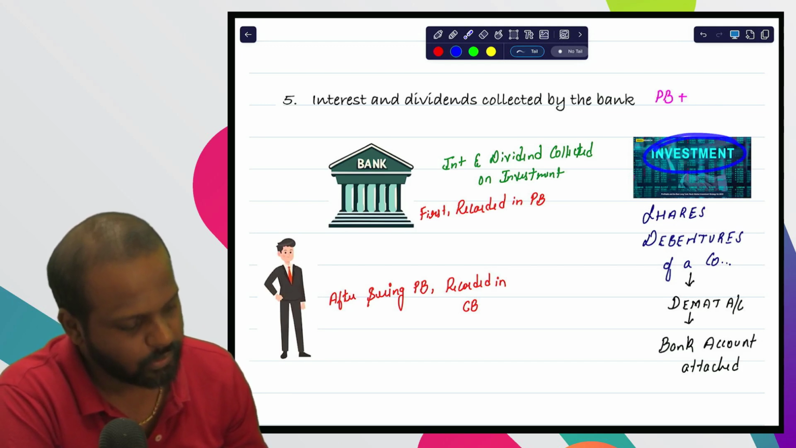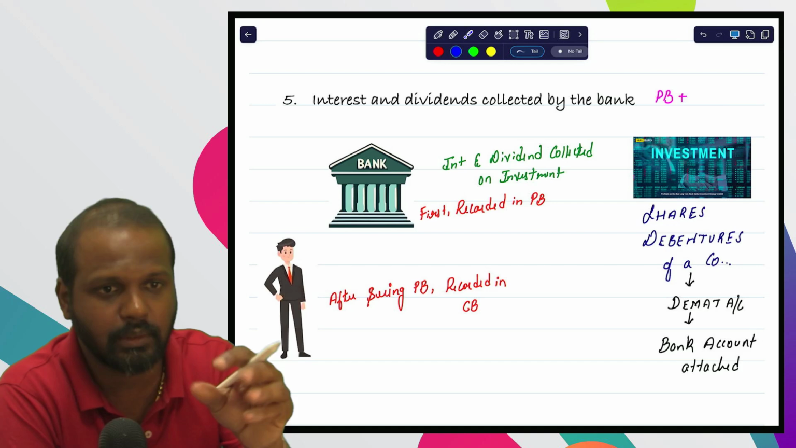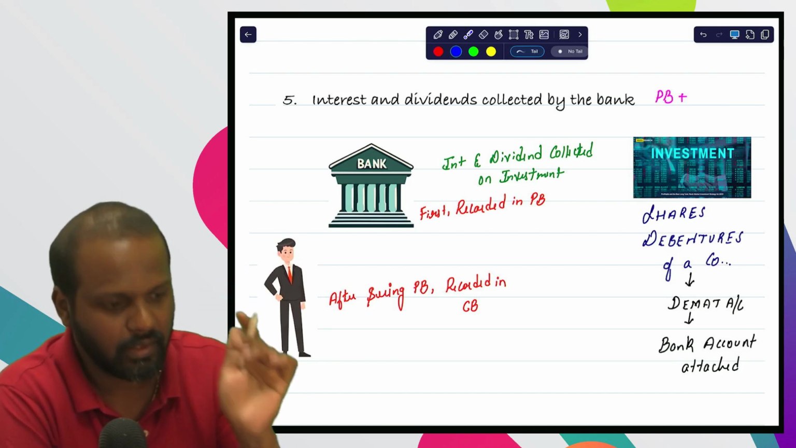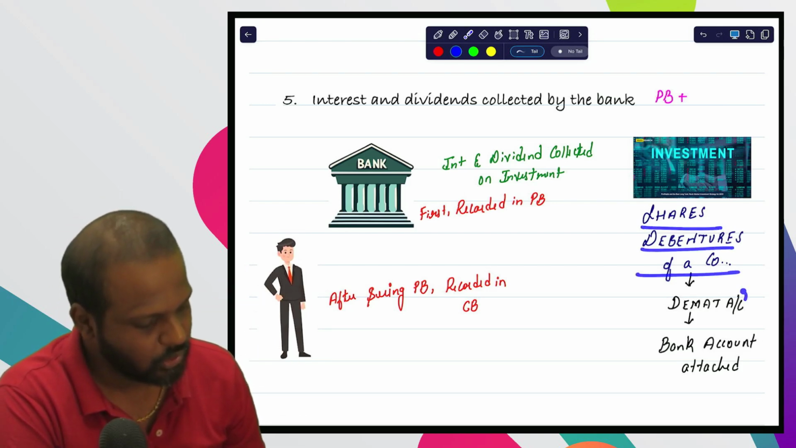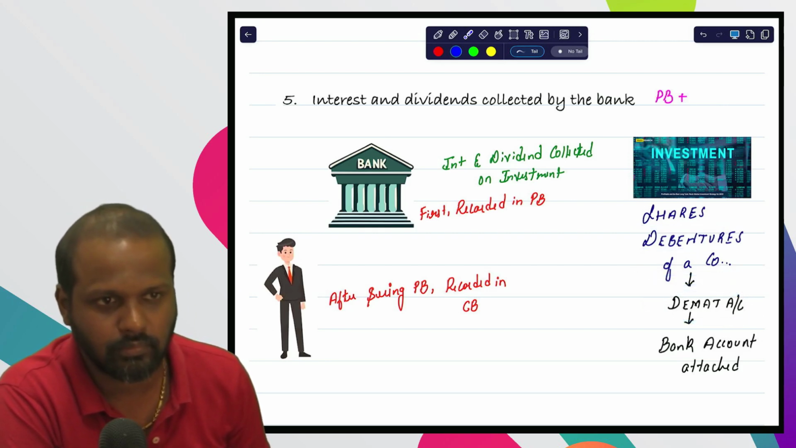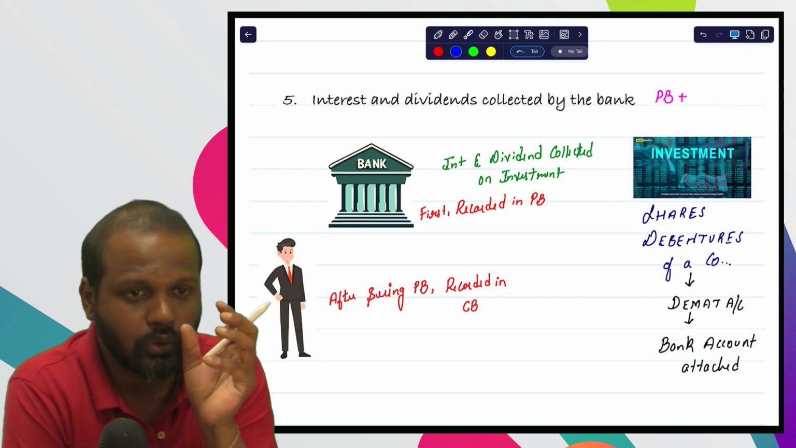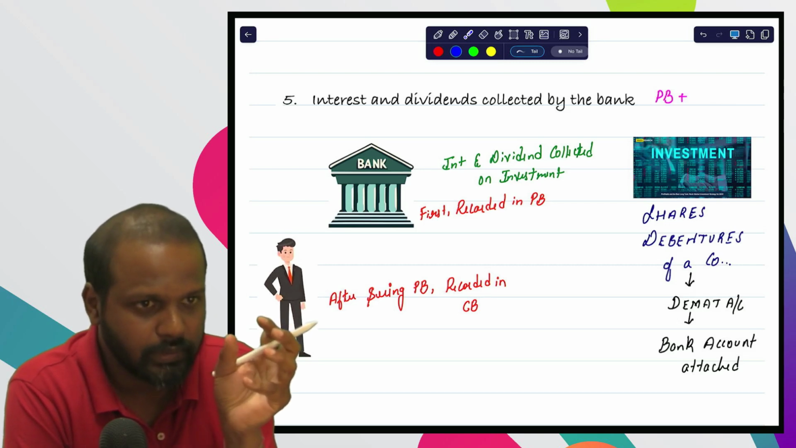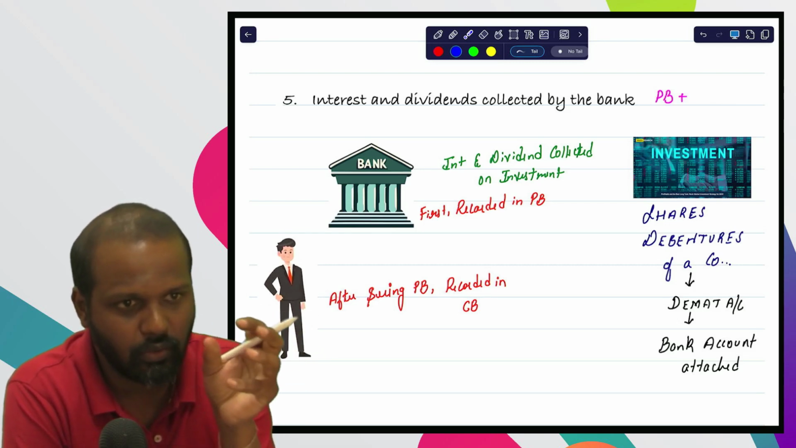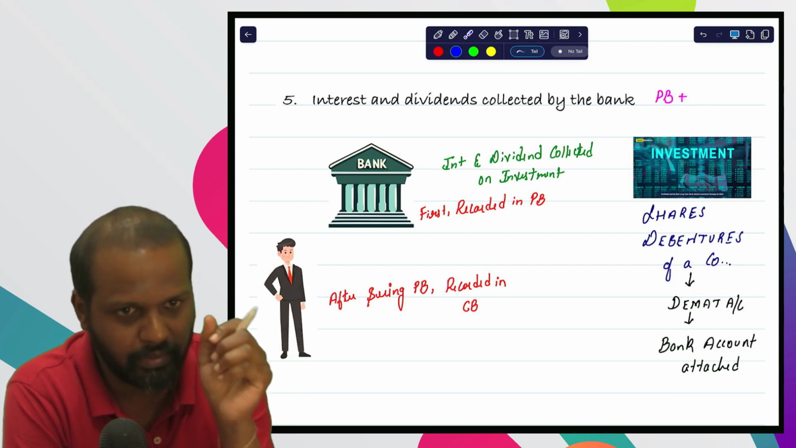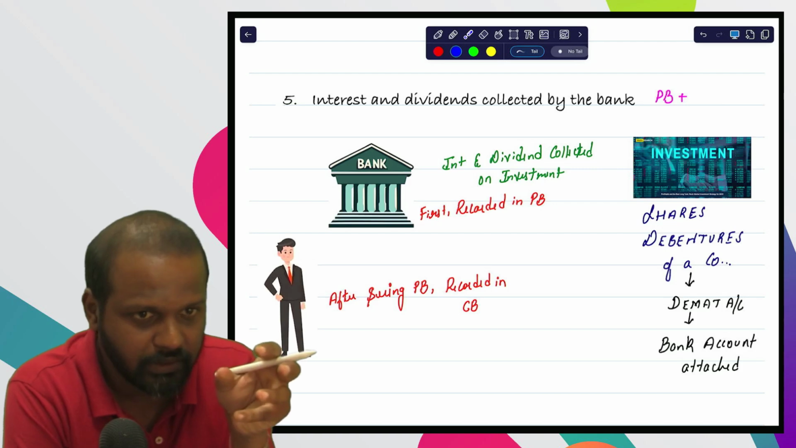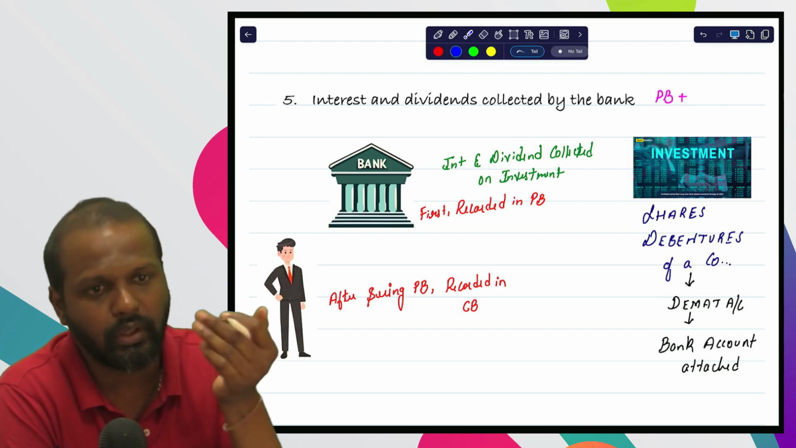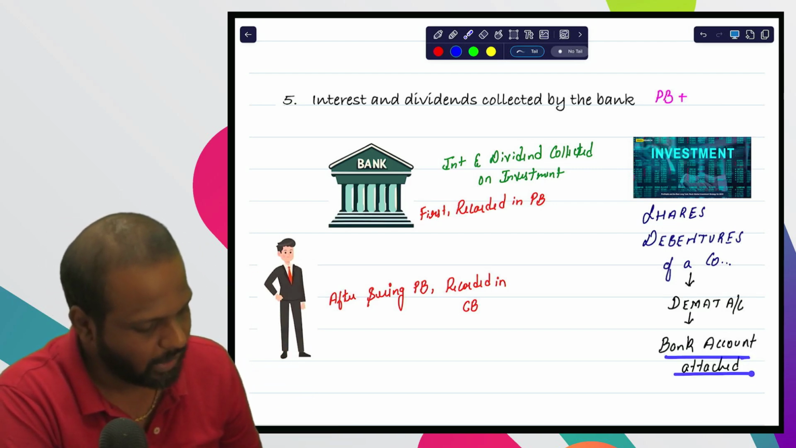Whenever you want to do some investment, let's say whenever you want to buy some shares or debentures of a company, you will open a demat account. Shares or debentures, if you want to buy them, you first need to add the money into the demat account. For that, you will attach one bank account.